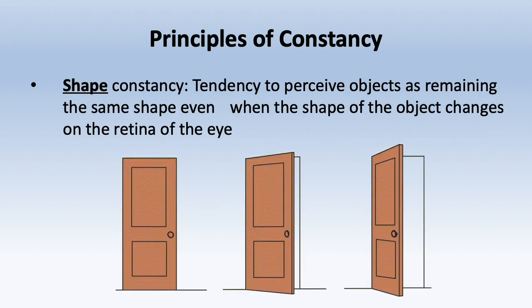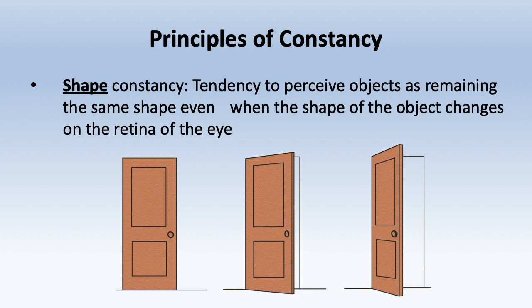The next principle is the principle of shape constancy. This is the tendency to perceive objects as remaining the same shape even when the shape of the object changes on the retina of the eye. Again, this is hard to demonstrate on a two-dimensional screen, but if you look at this, you might think that the door in this diagram is all the same rectangle.